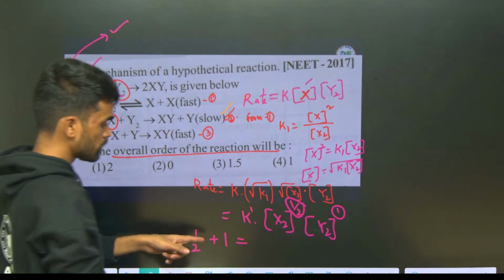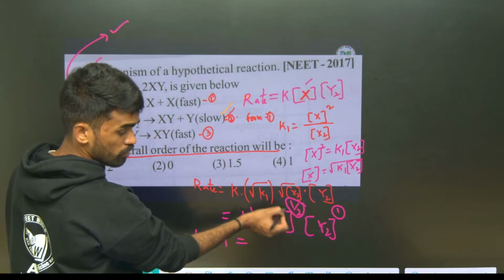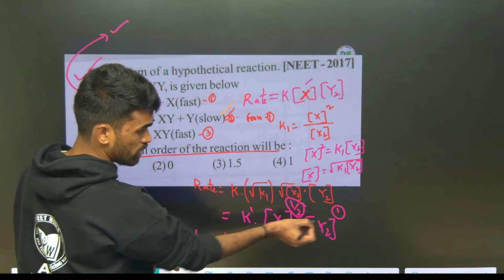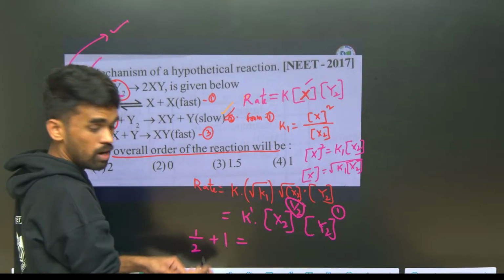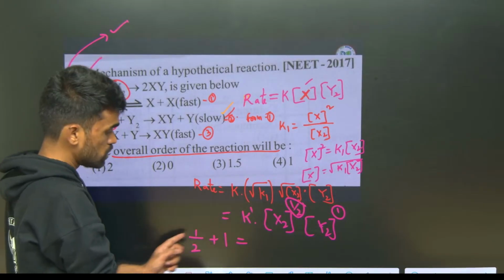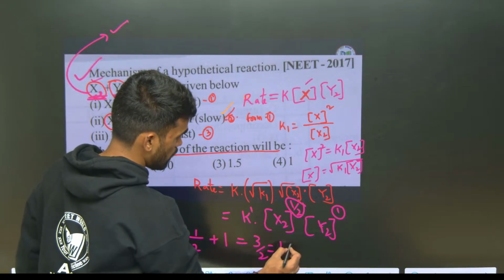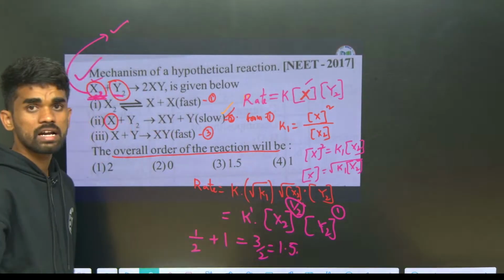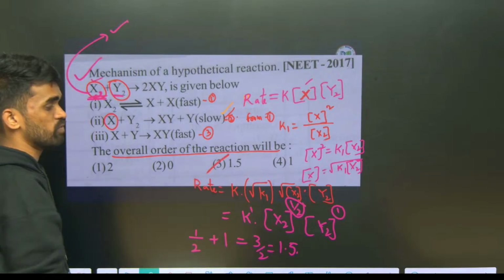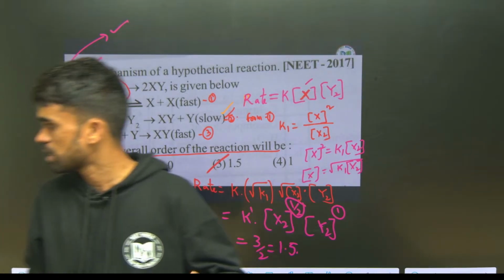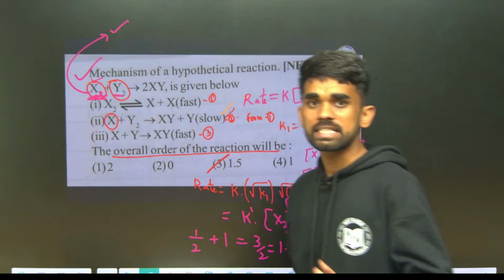Yes, now you have the individual orders with respect to X2 and Y2 as half and 1. So the sum of them will be 3 by 2, right? So 3 by 2 I can write as 1.5. What is the overall order of this reaction? It is 1.5. So the third option will be your perfect answer for this question. Hope it is clear right now.